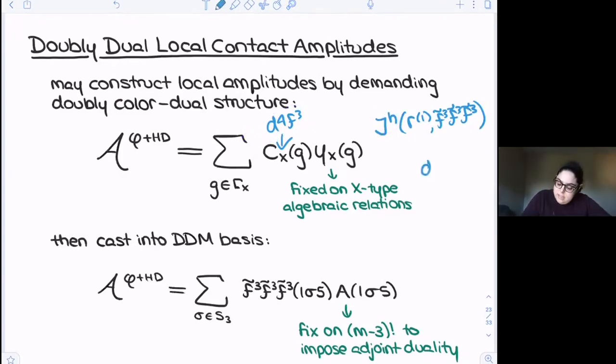So this gives us our D4F3 dual form of the amplitude, and it's manifestly a local contact term like we wanted. Then what we can do is look at the color that's hidden in this Y function, striate along that instead, and put it into a DDM basis. The coefficients of each factor are then ordered amplitudes, and we fix those on the (m-3)! factorial BCJ relations to impose adjoint color kinematics duality. So in this sense, these amplitudes are doubly dual. This one obeys D4F3 duality and adjoint color kinematics duality, just depending on how you striate it.